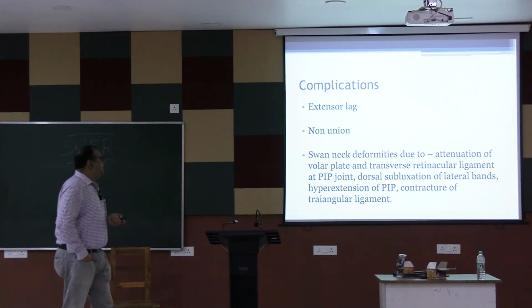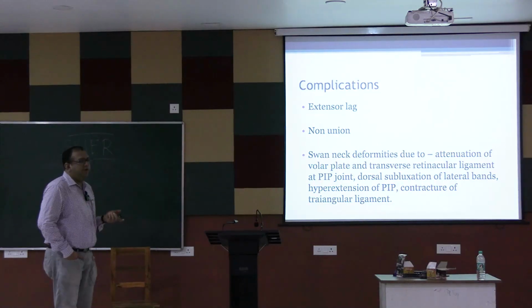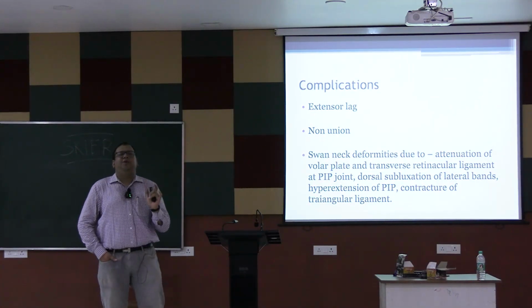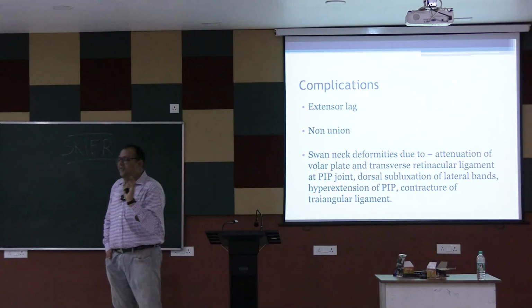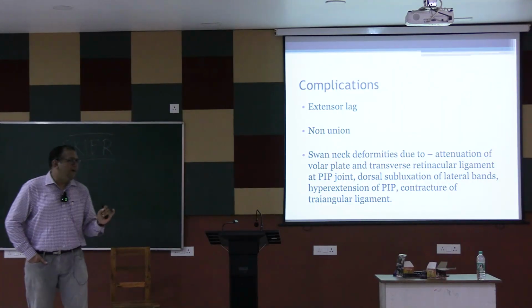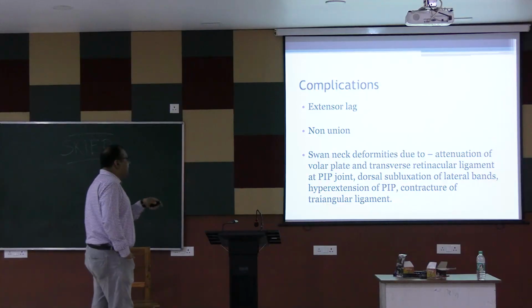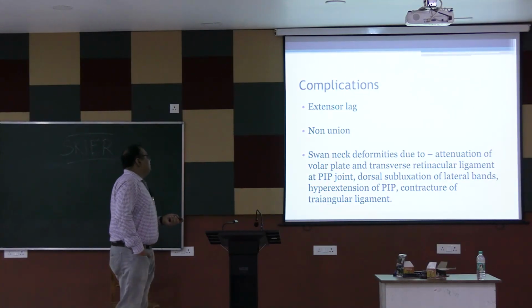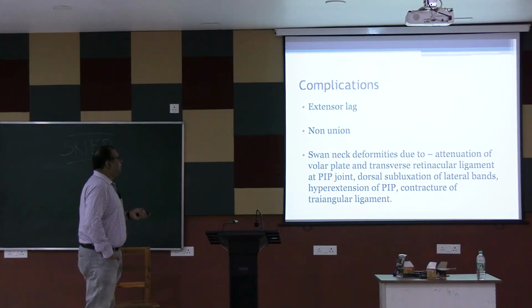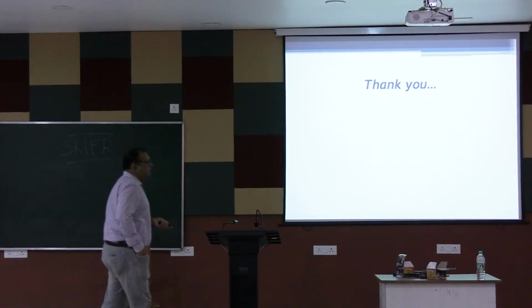Complications: extensor lag, non-union. The fracture may not unite. In any orthopedic short note, if there is a fracture, the first and foremost complication that will come is non-union. Always write that so that you get that extra mark, right? Extensor lag, swan neck deformity, non-union. That's it. Thank you.